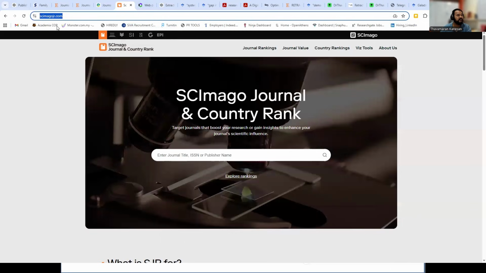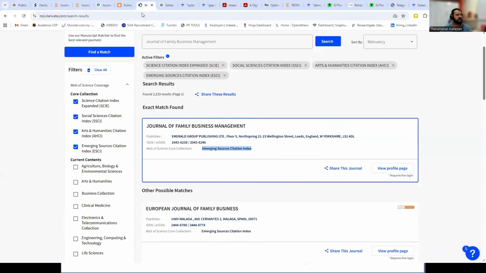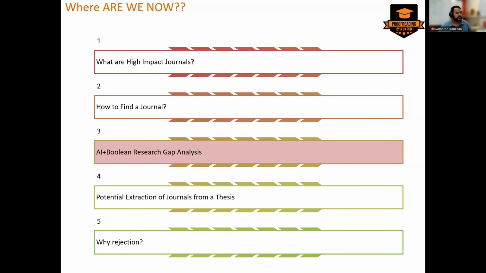To check all the information, you can use scimagojr.com, which is for Scopus, or you can go to scopus.com directly. Or you can go to MJL Clarivate for Web of Science. Another one is Clarivate JCR, but you need to pay for that. If your university has access, then you can use it. This is the quickest path in finding a research gap. Of course, it can also be used for your paper writing, your proposal, and your PhD thesis and so on.